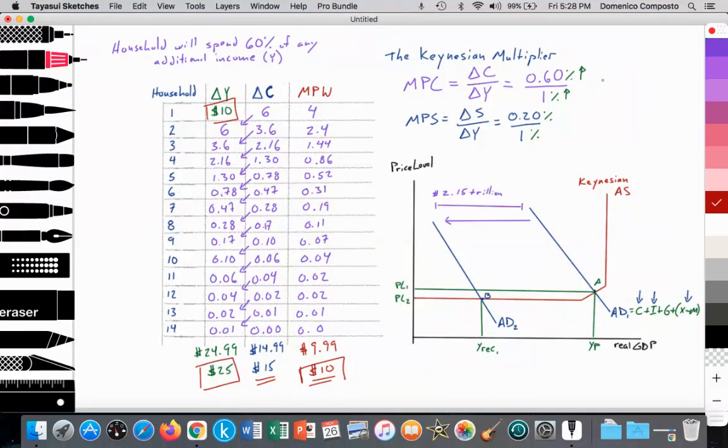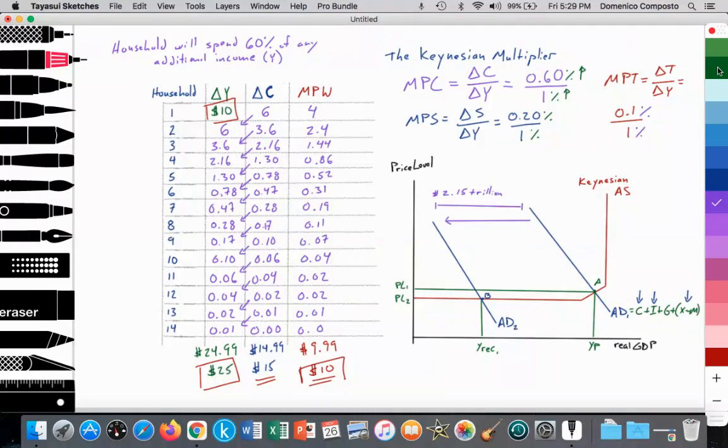Some other key vocabulary terms that relate to the Keynesian multiplier is the marginal propensity to tax, which is the change in taxation as a result of a change in income. And let's say that the MPT equals 0.1, which is 0.1 over 1, meaning that for every 1% increase in income, 0.1% of it will be taxed, or for every additional dollar, 10 cents will be taxed.